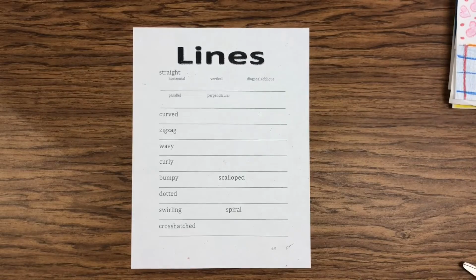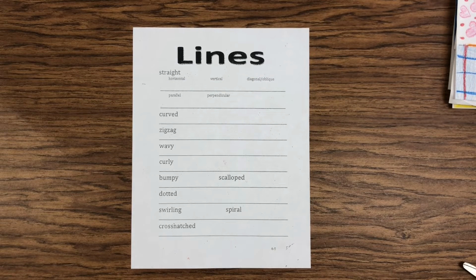Friends! This month in art, we're going to be learning about one of the elements of art, and that element is line. We use lines all the time in art. We use lines every time we draw, paint, sketch, pretty much anything. Even when you write your name, you use lines. So let's learn a little bit more about lines today.